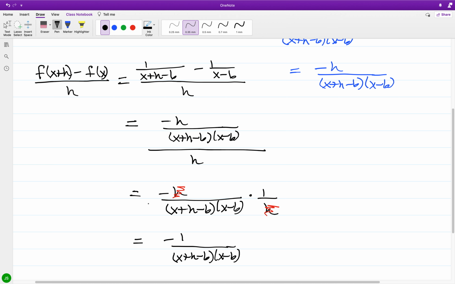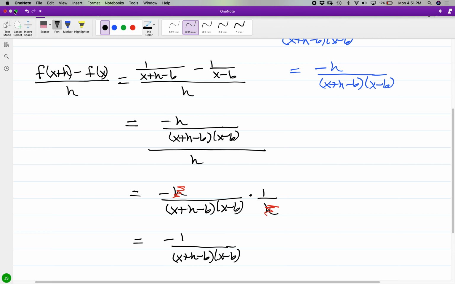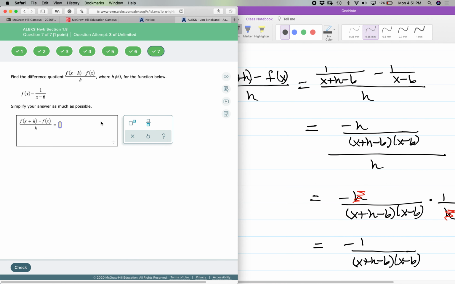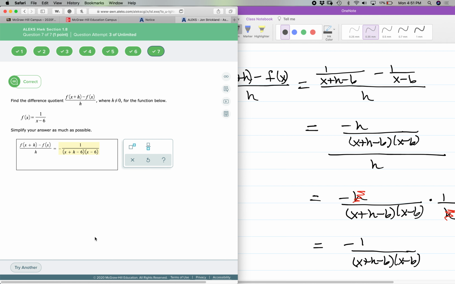Okay. So in looking at what we have upon checking, okay, so we have the negative of 1 over, and we have the quantity, okay, so we have x plus h minus 6 times x minus 6, and checking, and the result is correct.